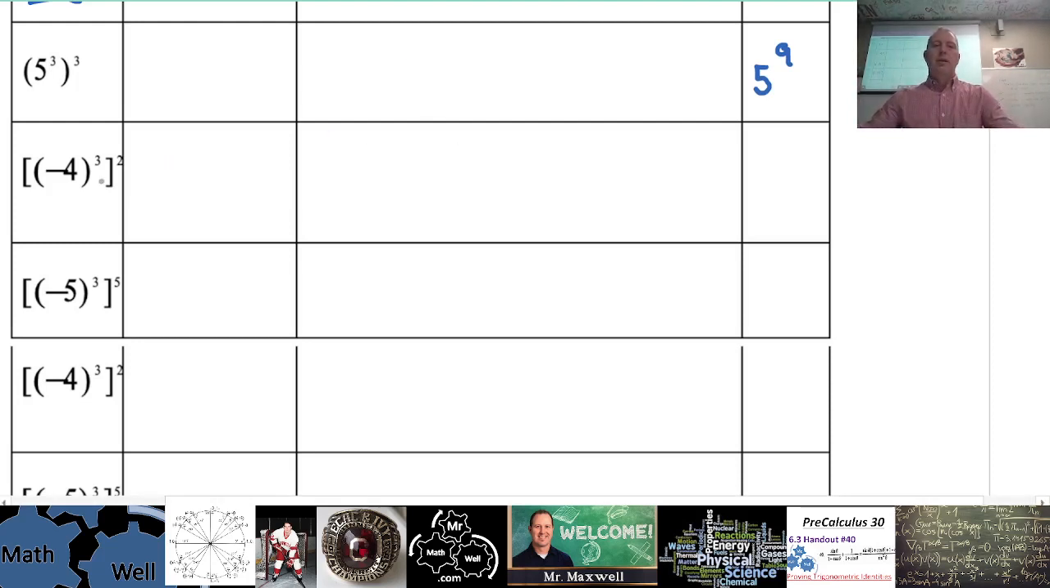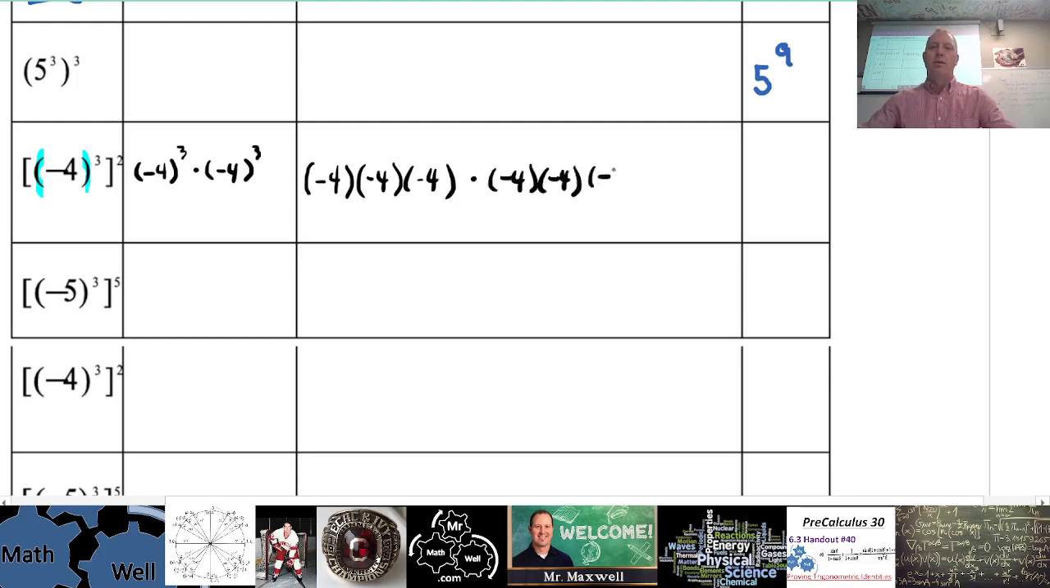So if we have negative 4, remember these brackets here? If we have brackets like this, that means the negative 4 is the base, so the negative has to be included. This one is going to be negative 4 to the power of 3 times negative 4 to the power of 3. Expanded form: negative 4, and I'm going to put brackets around each one. Negative 4, negative 4, that's negative 4 to the power of 3, times negative 4 times negative 4 times negative 4.